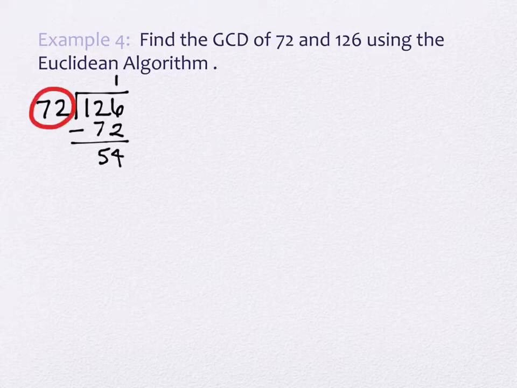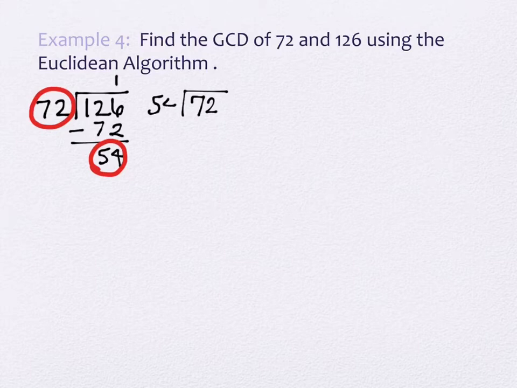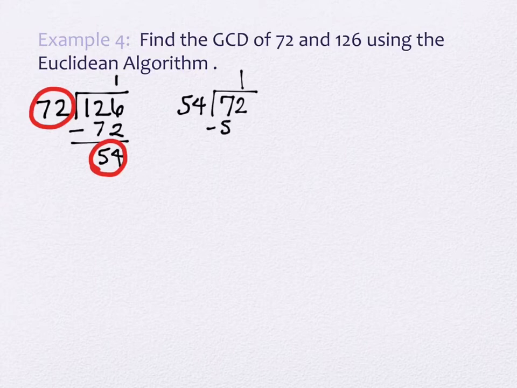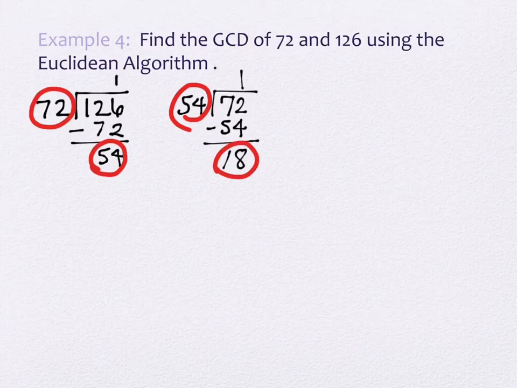Okay, so here's what I do next. I use the divisor, and I use the number that's the remainder, and I do it again. The divisor is now underneath 72, and the remainder is now on the outside, 54. How many times will 54 go into 72? Just once. The answer is not always 1 on top, by the way. It just has been so far. So I subtract 54. What is 72 minus 54? 18.